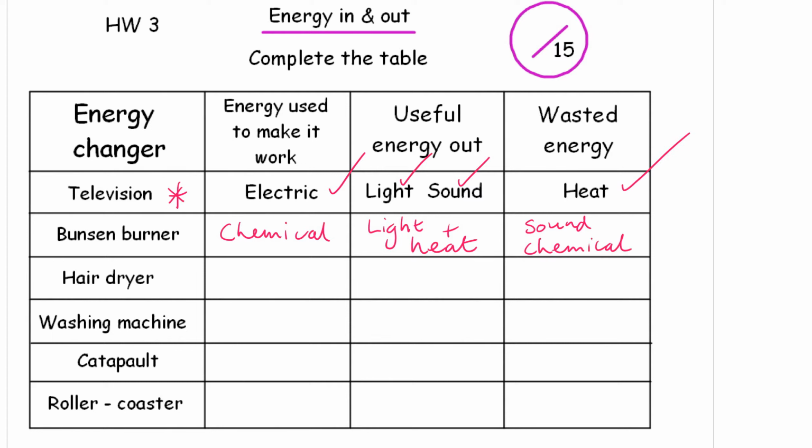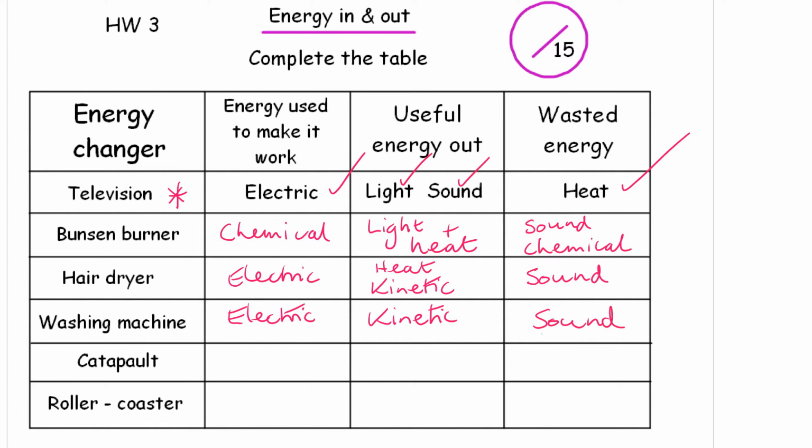chemicals. Chemical as well. The hairdryer, electric in. Useful energy out, I would think heat for sure, and kinetic, because the air comes out at speed. The big wasted part there is sound. Now washing machine, electric in. Useful energy is kinetic, and the sound is a big one. Probably you are losing heat to the surroundings as well.